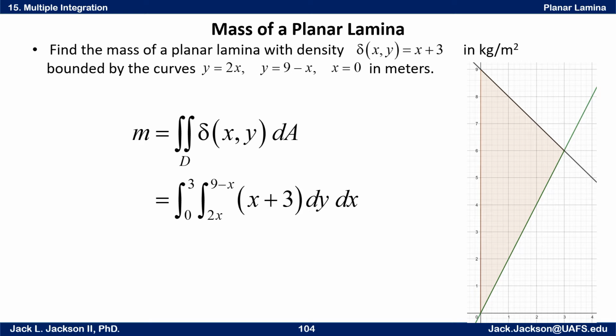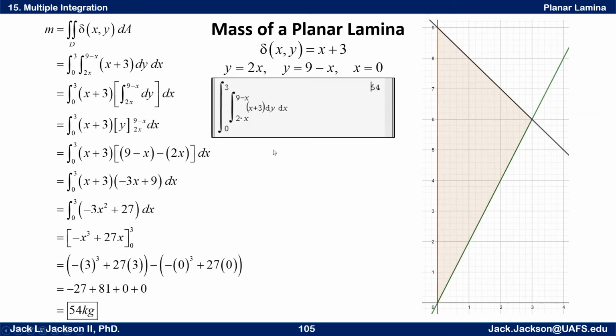Okay, if you're back now, hopefully you've done this yourself, but here are the details worked out. Notice that the x plus 3 doesn't have any y's in it, so it can be factored out in front of the first integral sign. As far as y being your variable, x and 3 are constants, so x plus 3 is like a constant term and can be brought out front. So we're just integrating dy. The antiderivative is y, evaluated from 2x to 9 minus x. That's 9 minus x minus 2x, which is negative 3x plus 9. And we still have times our x plus 3.